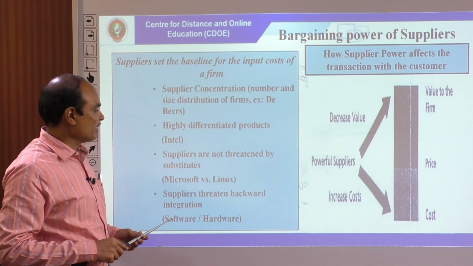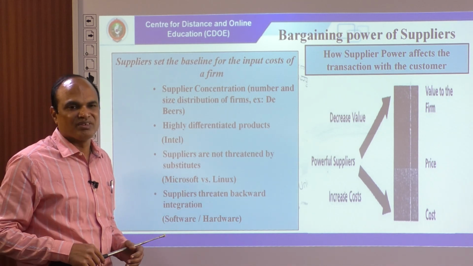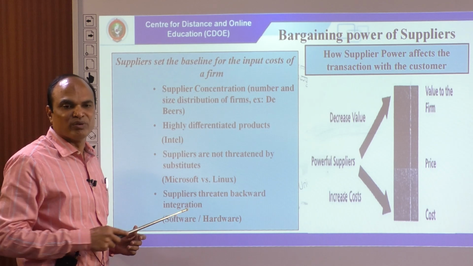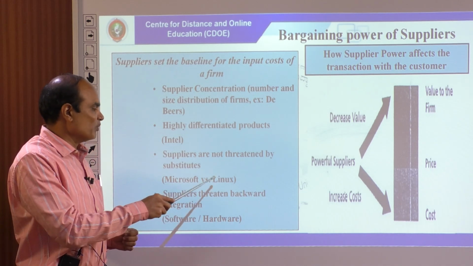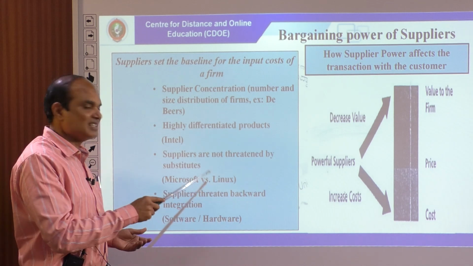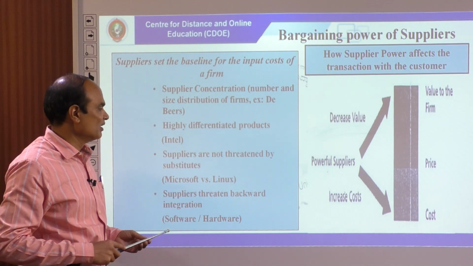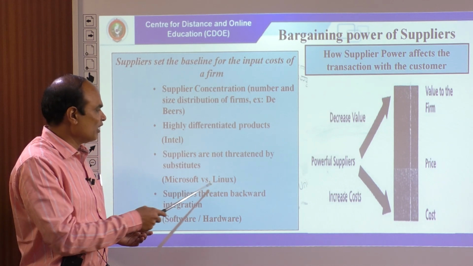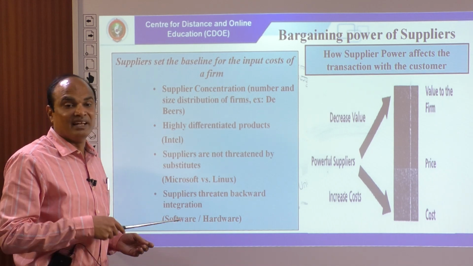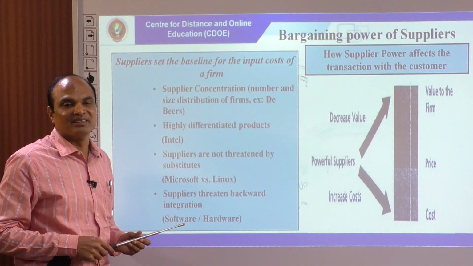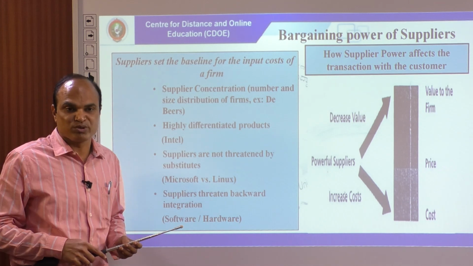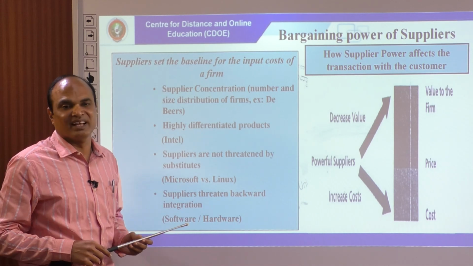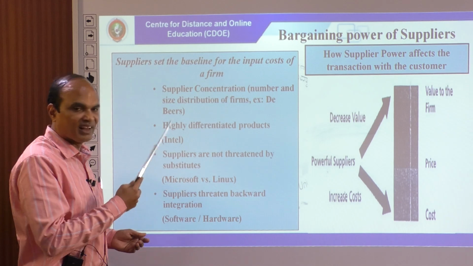And the third one is that suppliers are not threatened by substitutes. So, in the software industry, Microsoft of course sells, but the services provided by Linux are free of cost, it is an open source one. So, of course there are only two players, and both of them are not bothered by any supplier who is willing to enter the market, because there are no substitutes as of now. There are no substitutes for Microsoft versus Linux. One operates in a free space and another operates in a paid space.